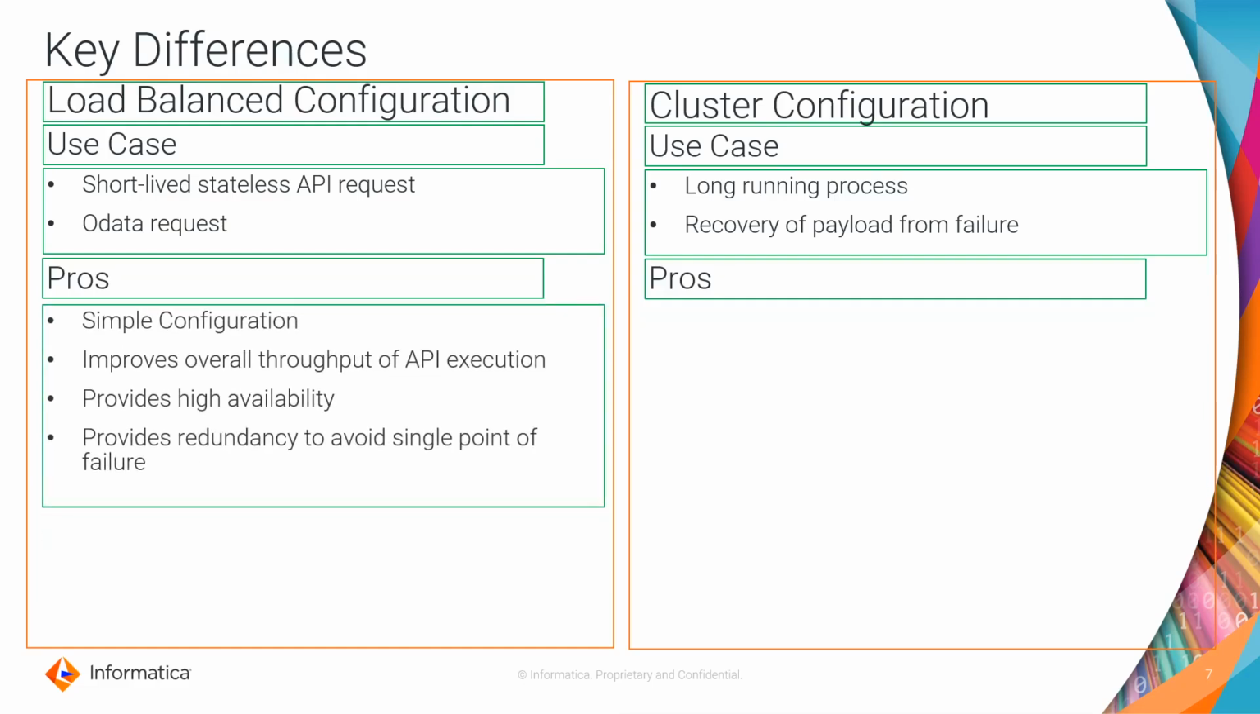Here are the advantages of a load balance configuration. The process server setup is simple and straightforward. It improves the overall throughput of API execution. You get high availability. It provides redundancy against a single point of failure.